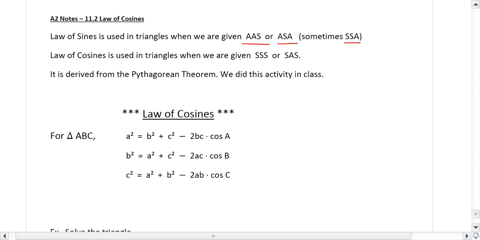The law of cosines is used when we're given the three sides of the triangle or two sides with the angle in between them. Now, this will just save you some time knowing this. If you start with the wrong one, you will come to a dead end and you'll realize it, and then you'll have to switch to the other one. The law of cosines comes from the Pythagorean theorem, and we did an activity in class to derive it. So I'm not going to go through that on this video.